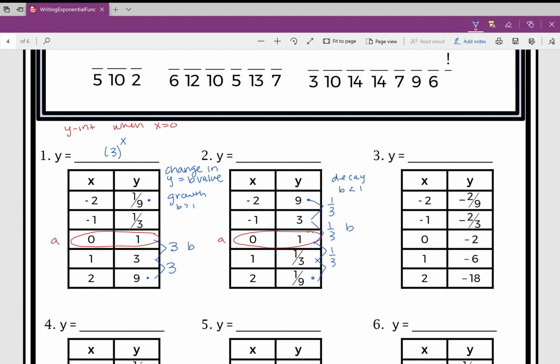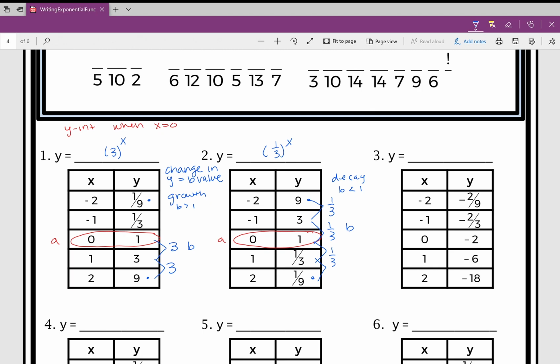So if I was to write this out, this would be our a value, so 1, and then our b value, parentheses 1/3, to the power of x. But since our y-intercept is 1, we don't really need it. So the answer is just 1/3 to the power of x.